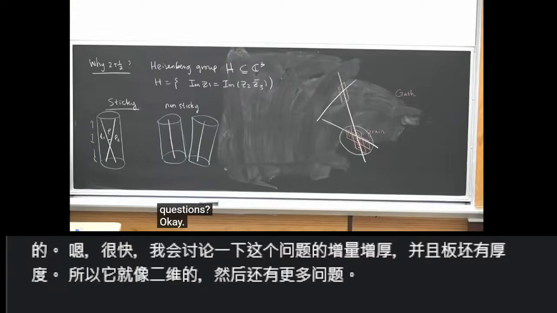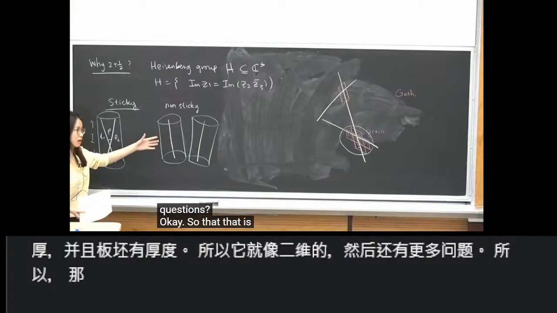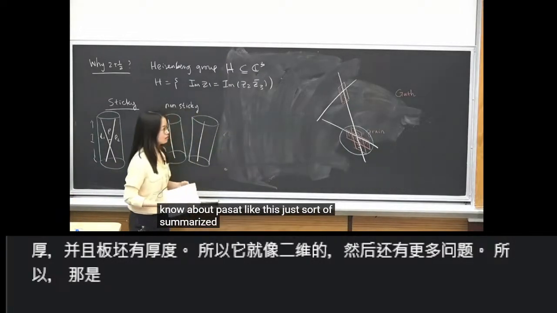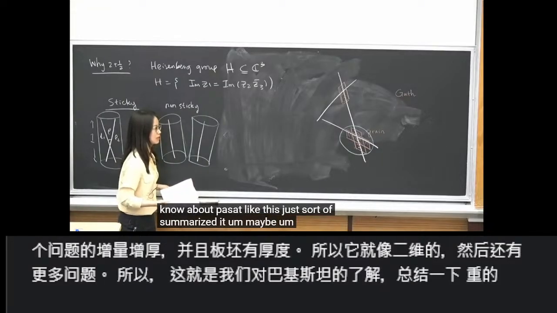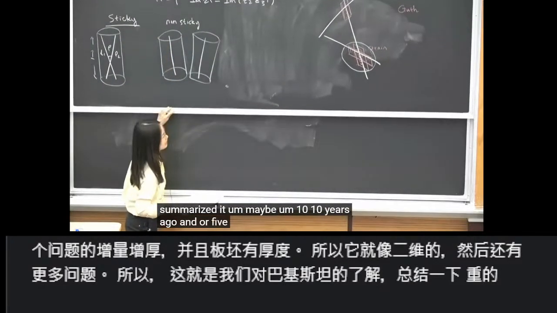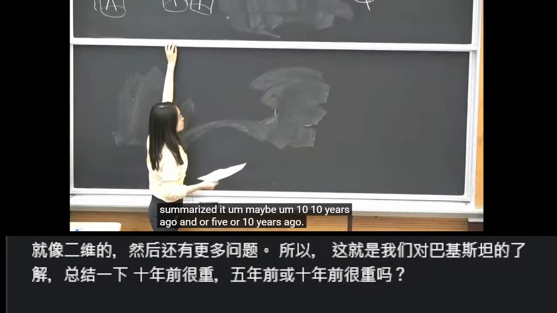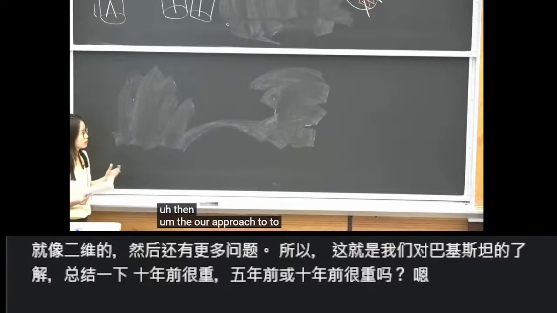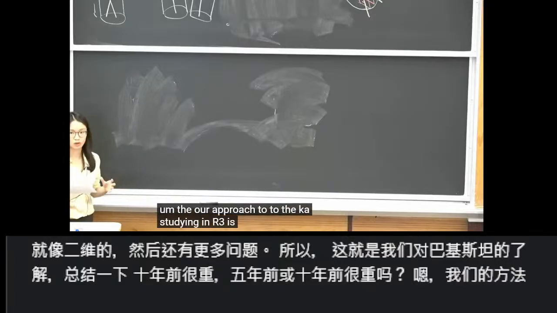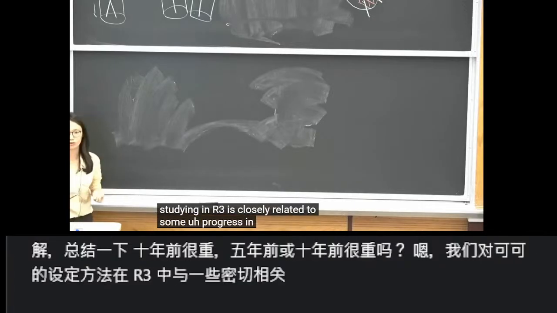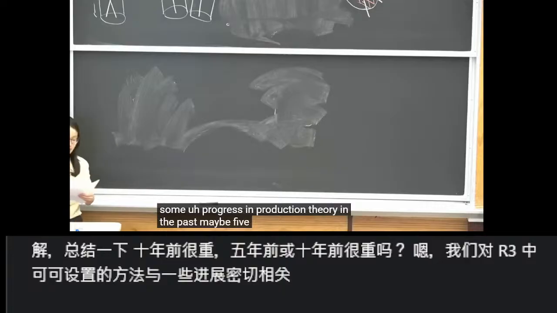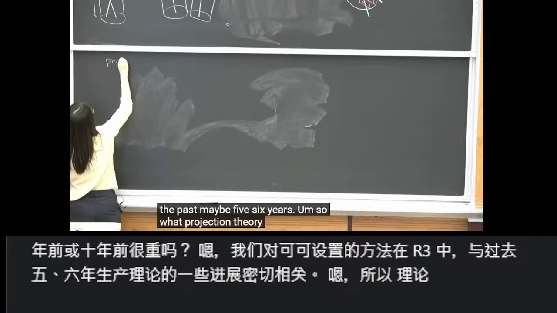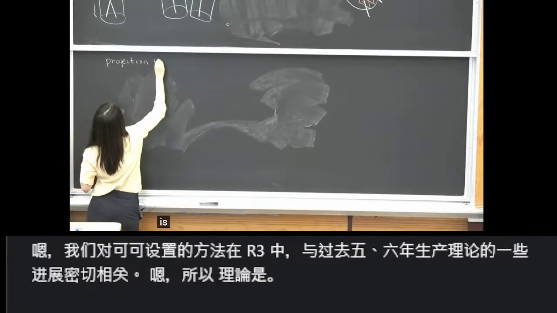Okay. So that is what we know about the Kakeya set. This picture sort of summarizes it, maybe 5 or 10 years ago. Then our approach to the Kakeya set in R3 is closely related to some progress in projection theory in the past maybe 5-6 years. So what projection theory is doing.